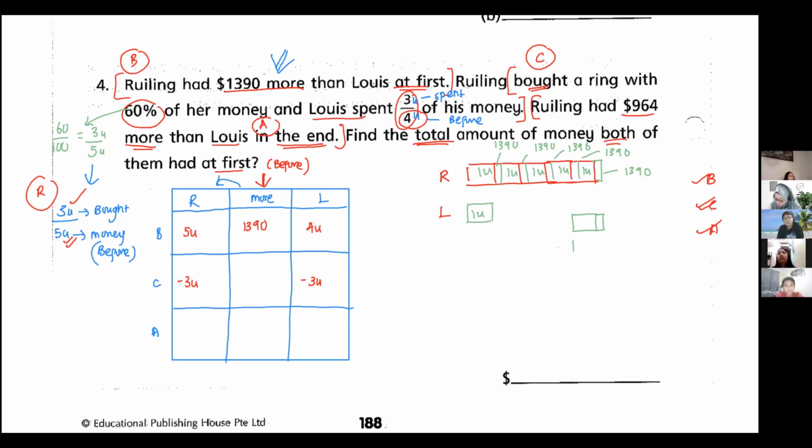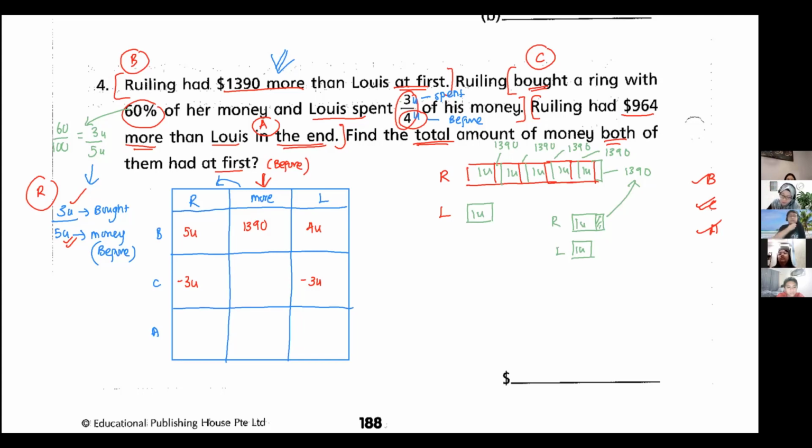So if I want to compare the 1 unit of Louis, it's just like that, railing and Louis, 1 unit, 1 unit. This is the more. What more is that? 1390. Can you see? Okay, so this is the whole model for the 5 units of railing. Okay, this one you understand now why I have the separate model, separate column for the more.